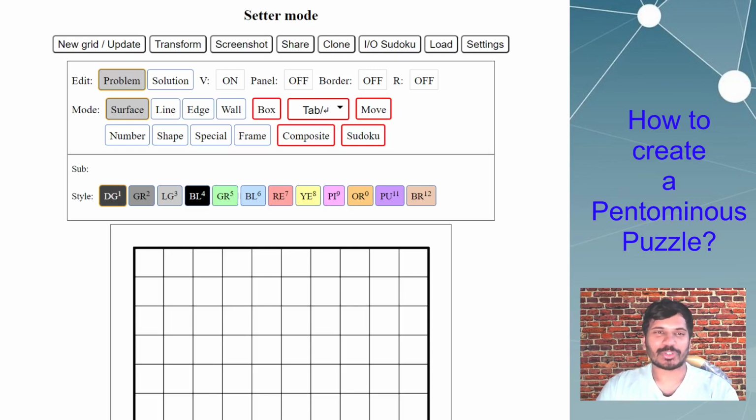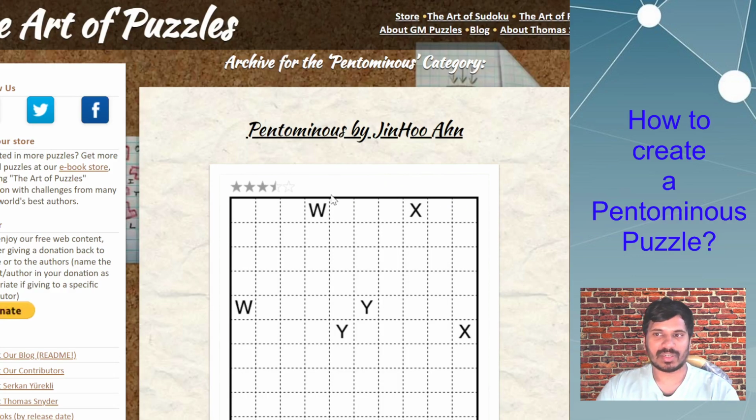Today I'm going to show you how you can create Pentominous puzzles using this tool. A Pentominous puzzle, I'm using this GM Puzzles website to showcase what the Pentominous puzzles are. So basically you need a grid which has this dashed or dotted lines in between, and then you need to enter some alphabets for the actual puzzle, and then probably the edge lines to draw the solution.